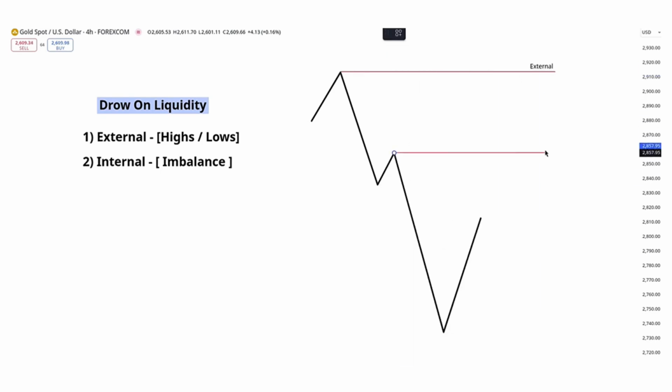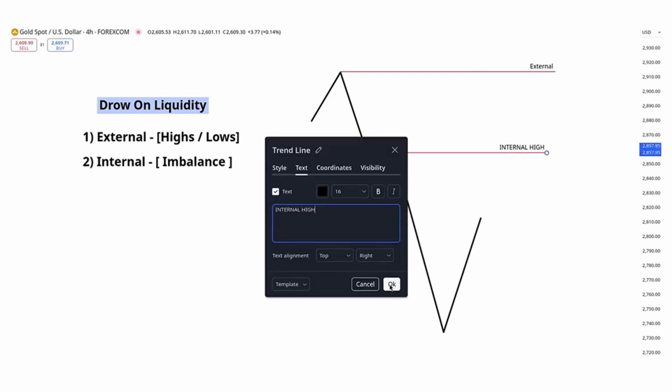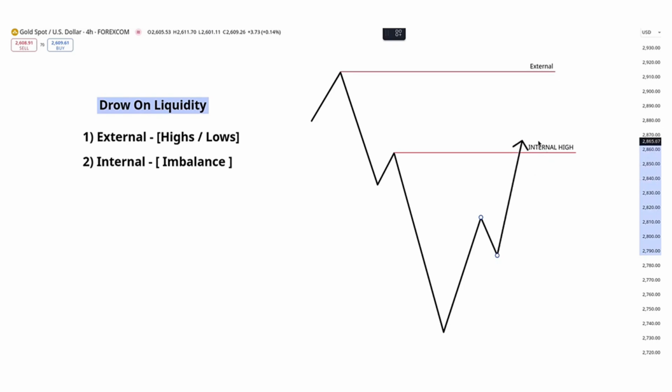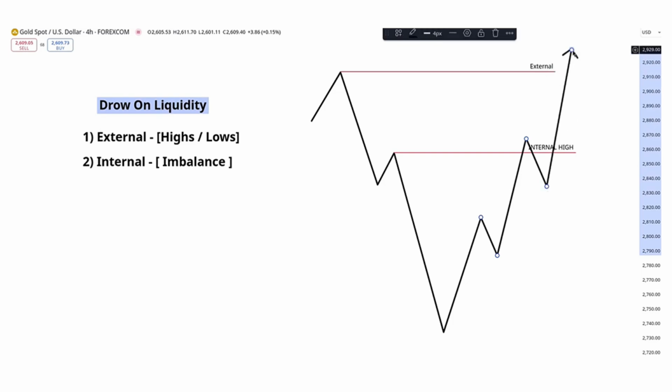We expect the market will come to fill it, but there's also an internal high in between, which is another form of internal liquidity. The market doesn't ignore this, but we believe the draw on liquidity will be this external liquidity. For example, we predict the market will come, fill this external liquidity, take the internal high with a small pullback, and then move to fill the draw on liquidity.